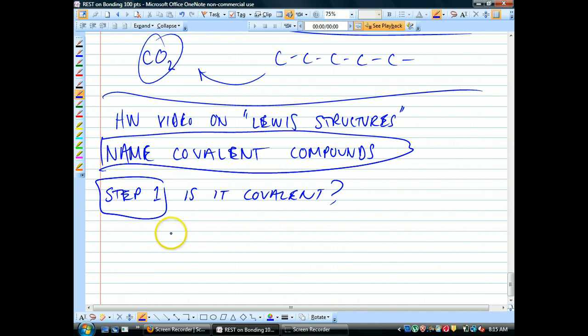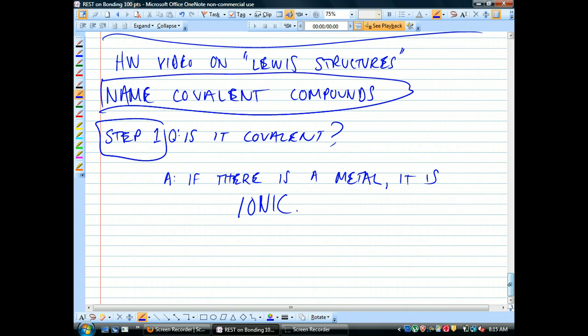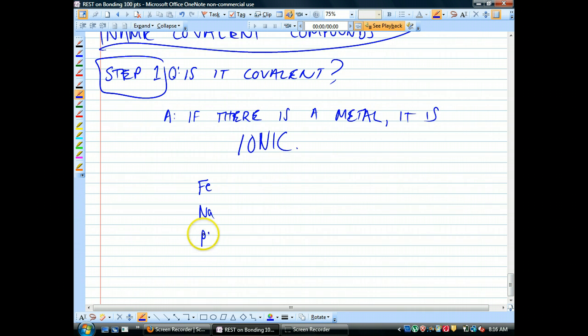Here's the way to find out. So that's our question. Our answer is, if there is a metal, don't overthink this. This is very simple. If there is a metal in the compound, it is ionic. Otherwise, it's covalent. So if there's a metal, like iron, or sodium, or lead, or tin, or whatever, I don't care how many hundreds of thousands of nonmetals are on here, it is ionic.